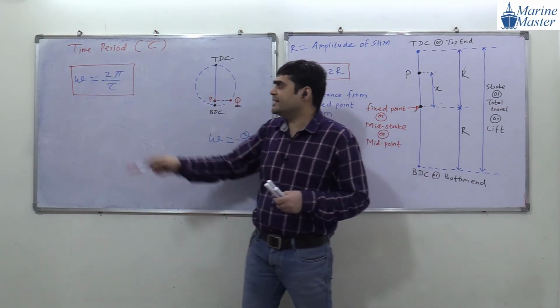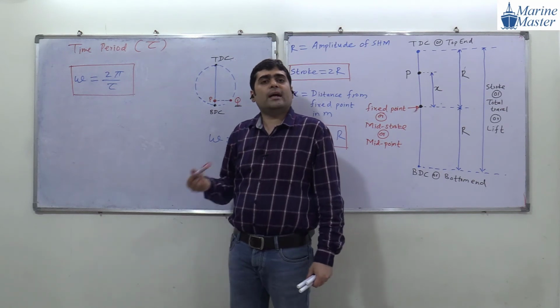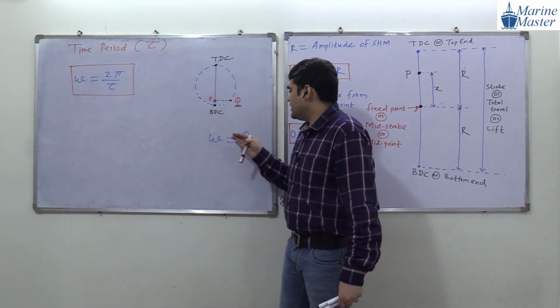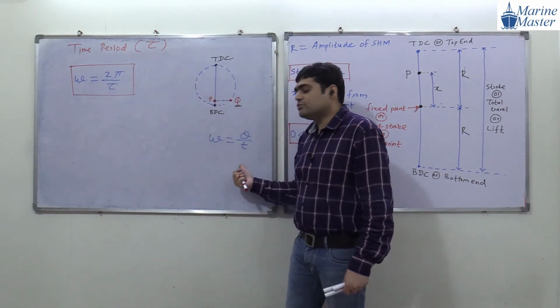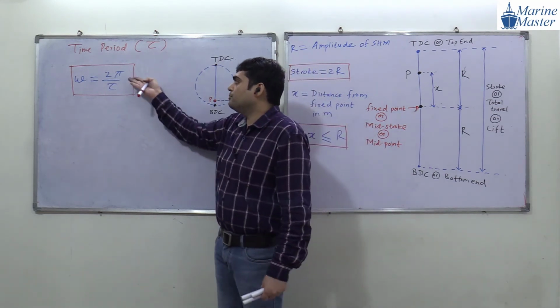360 degree is equivalent to 2 pi radian. So omega means theta by t. Here theta is 2 pi, and time is tau. So omega will become 2 pi by tau.